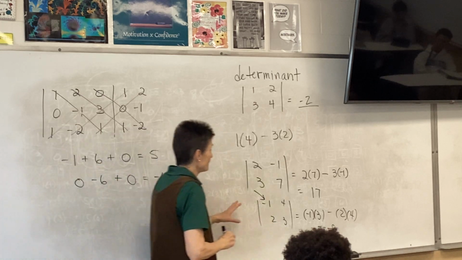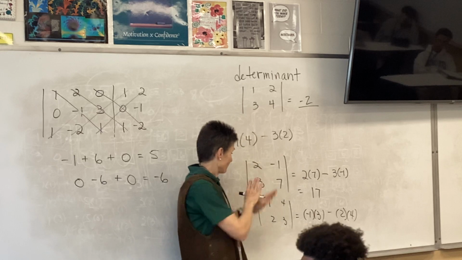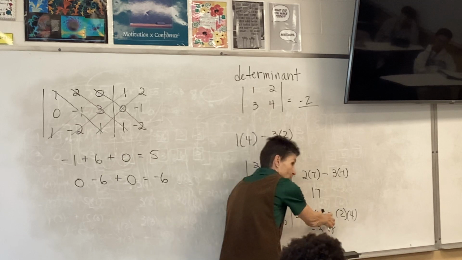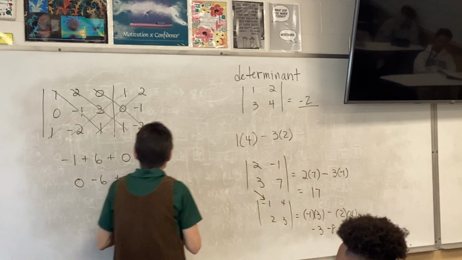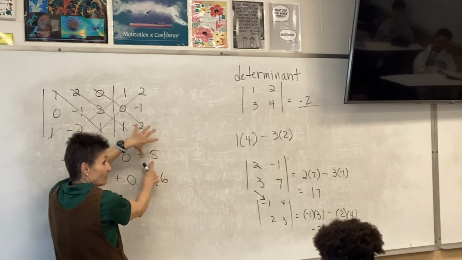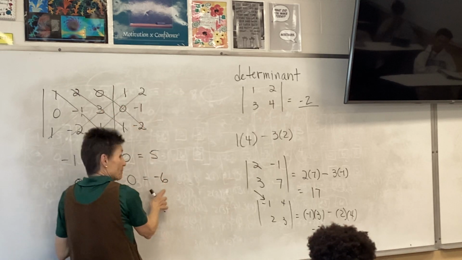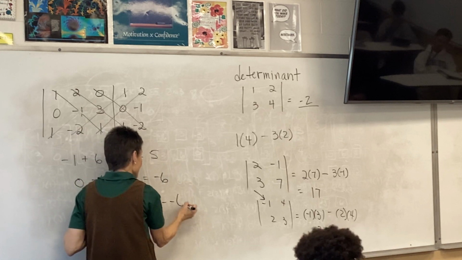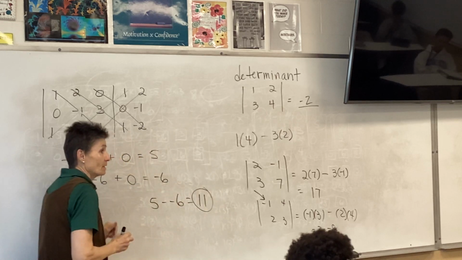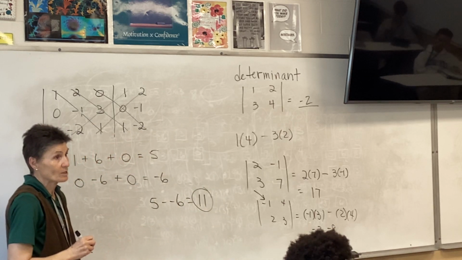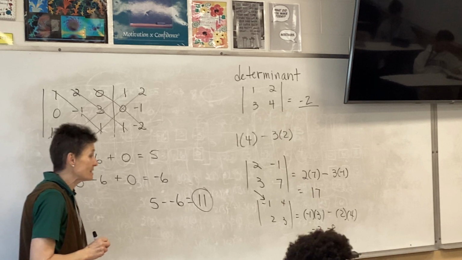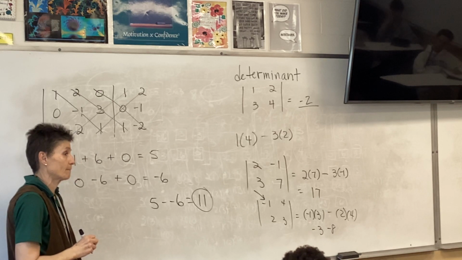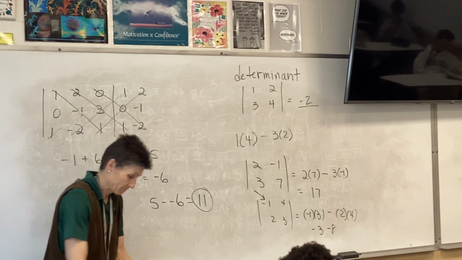So I want you to think about what you did with your 2x2s. You did this diagonal, and you did this diagonal, and then you subtracted them. So we've got these diagonals add up to 5, and these diagonals add up to -6. Guess what we're going to do with those 2 numbers? Subtract. So 5 minus -6 is 11. And that's the answer to the question. Now it's easy, but there are a lot of steps to it, and you have to really be careful with your arithmetic.